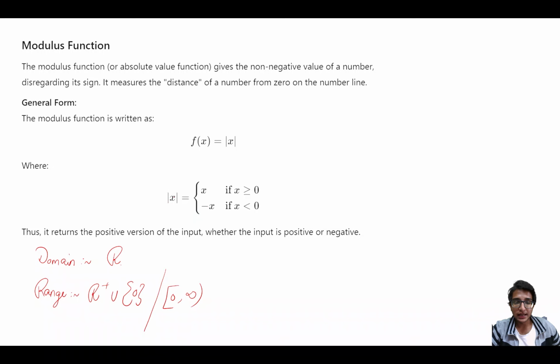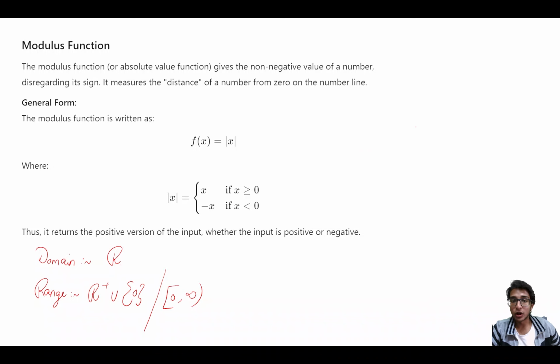And modulus x can also be represented as x if x is greater than or equal to 0, and minus x if x is less than 0. Again, these are just things that you already know, you've studied in your previous classes. So just a revision of all these things.